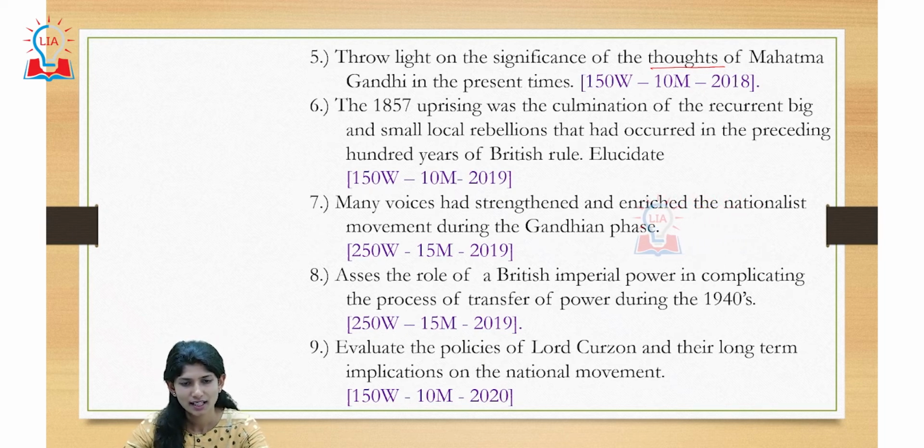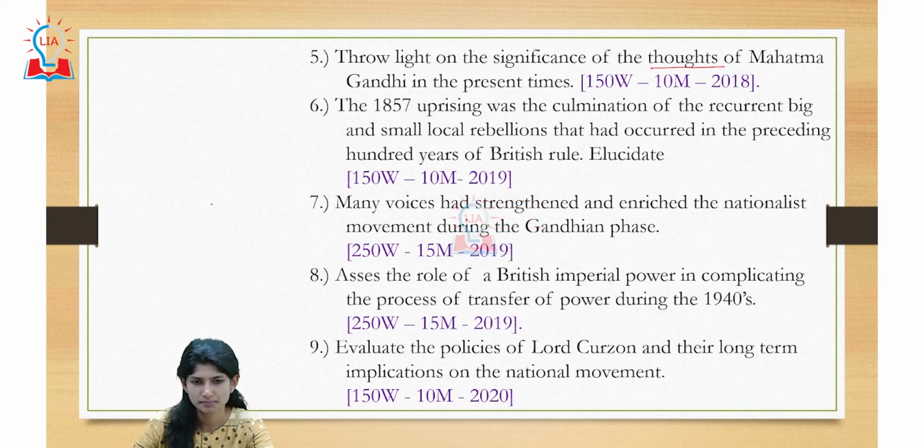Next one. The 1857 Uprising was the culmination of the recurrent big and small local rebellions that had occurred in the preceding 100 years of the British rule. Elucidate. Okay, rebellions preceding 100 years, that is from 1757 to 1857, the revolts and rebellions that took place and what led to the 1857 revolt. Okay, all of those culminated.